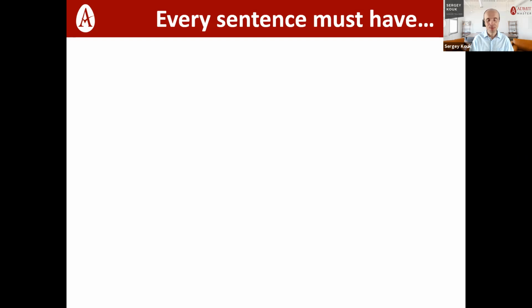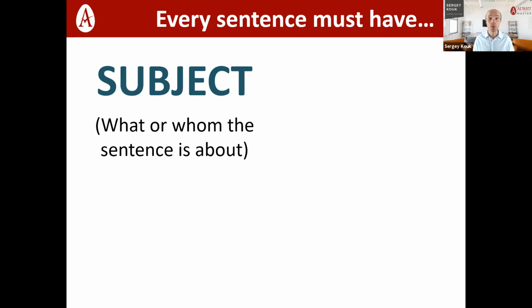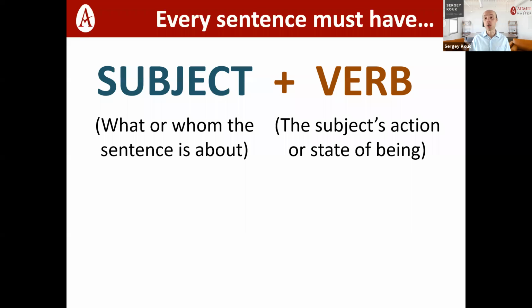All right, I see a few comments. So the first is a subject. Subject is what or whom the sentence is about. And the second is a verb. That is, what is the subject doing? Whenever you see a sentence, you need to make sure that there's a subject and there's a verb. If one of them is missing, this is called a sentence fragment. GMAT loves to do that sometimes.